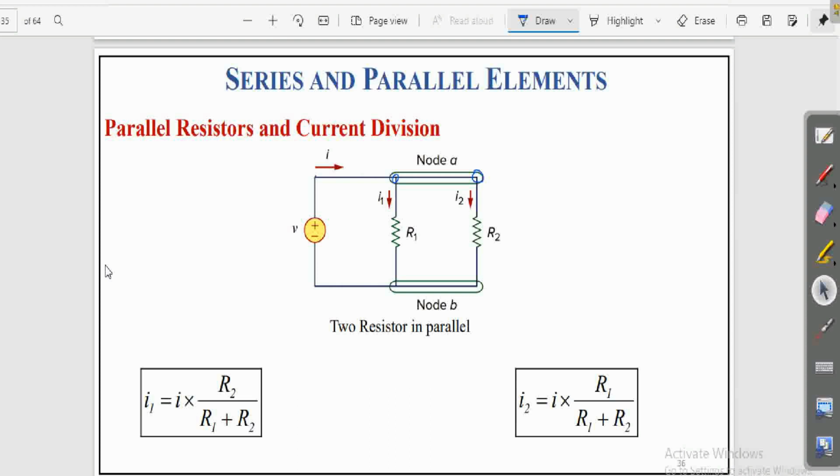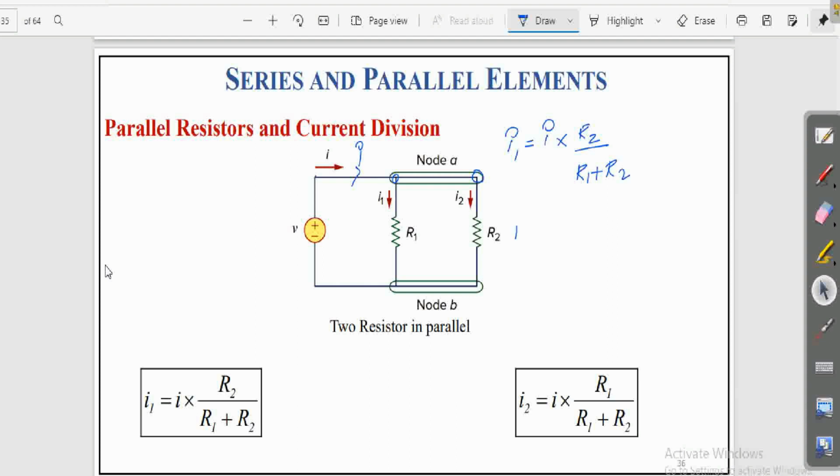So this is the entering current I. This entering current is divided among these two resistors. So according to the current division rule, current I1 is equal to the total current, that is the source current, into the opposite resistance, where this total current is divided. That we have to consider: opposite, R2 by R1 plus R2.